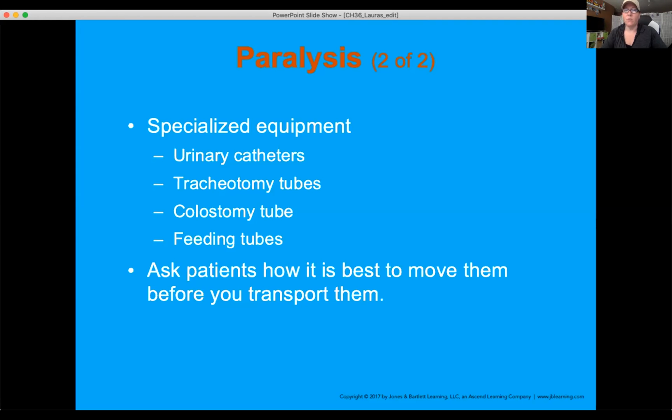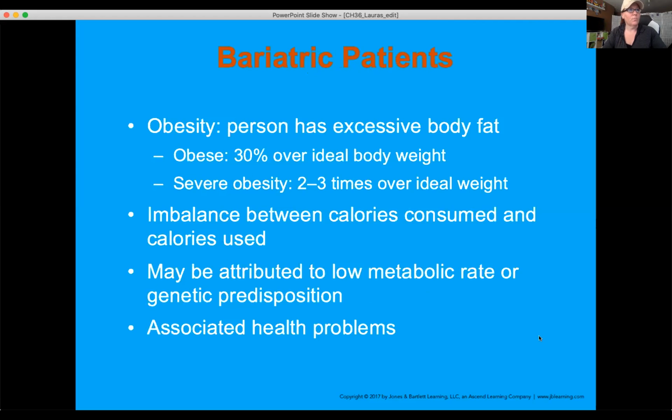And then be very careful with their extremities. They can't move their extremities, so you want to make sure that they don't get caught. Have somebody there to lift the extremities over, so that it's a coordinated movement. And then talking about their specialized equipment, again, we know ventilators, but also urinary catheters, trach tubes that hook into the ventilator, colostomy tubes, and feeding tubes.